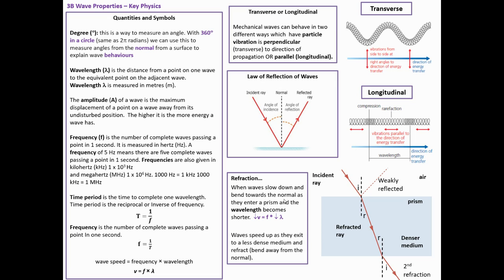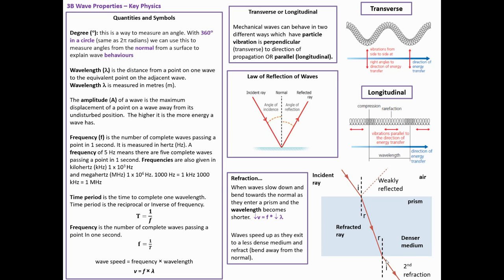Refraction: waves will slow down and bend towards the normal as they enter a prism like this. So there's glass and here's air, and the wavelength becomes shorter. So velocity slows down, frequency is constant, so no color change, but the wavelength will go down as well. So wavelength is proportional to v.